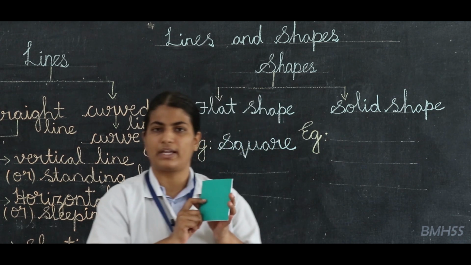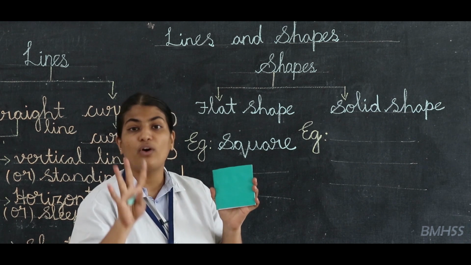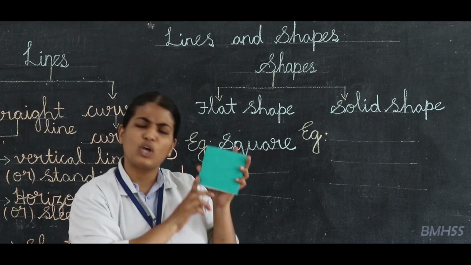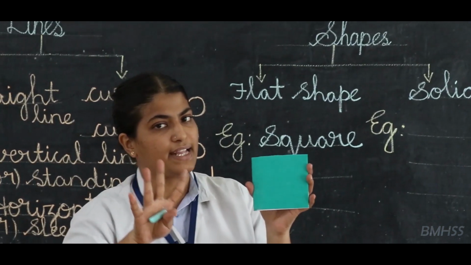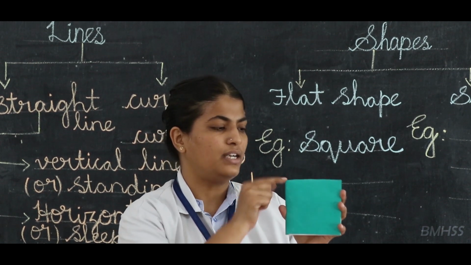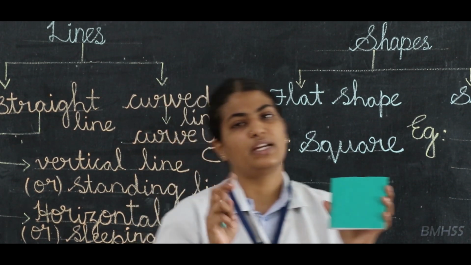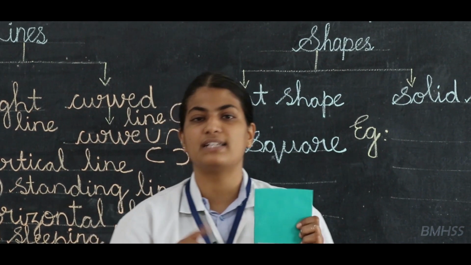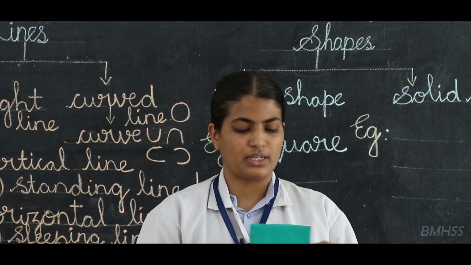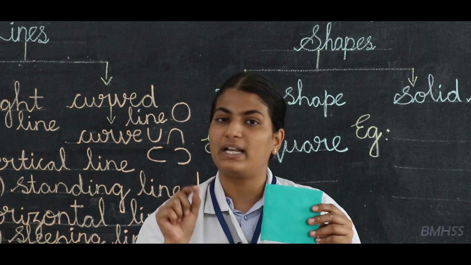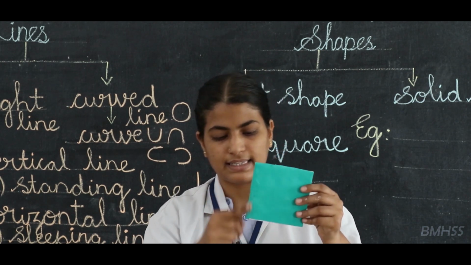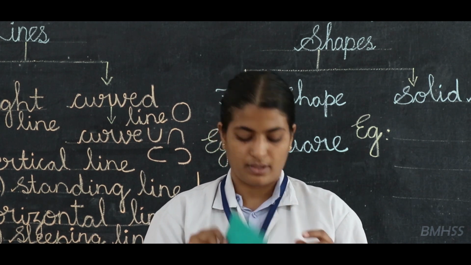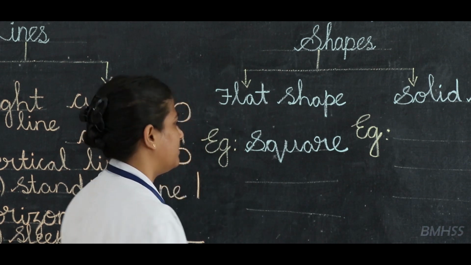How do I tell that this is a square? This shape has 4 sides. Shall we count it? 1, 2, 3 and 4. So how many sides does it have? It has 4 sides. And how many corners does it have? 1, 2, 3, 4. So it has 4 corners. So a shape which has 4 sides and 4 corners is known as a square. Okay children, and these 4 sides must be equal in size. So all the 4 sides must be equal. Only then can we say it is a square. Next one is rectangle.